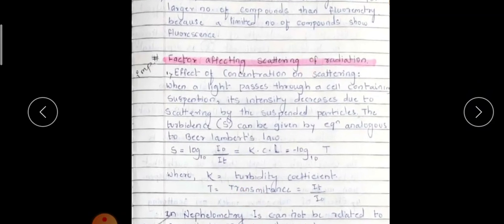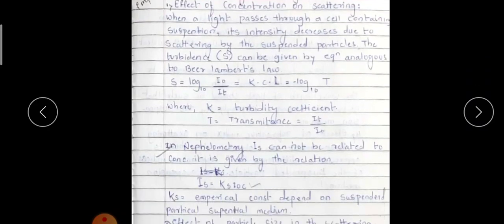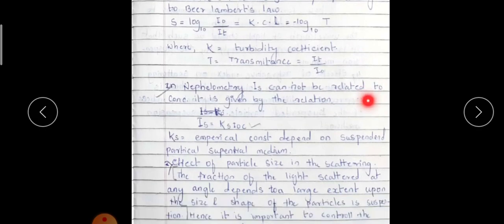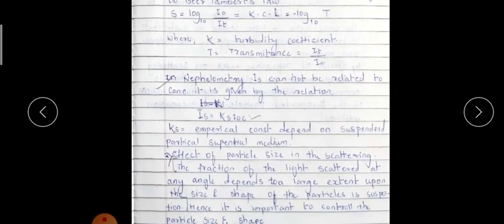S = log10 I0/IT = KCL = minus log10 T, where K is the turbidity coefficient and T is the transmittance. Transmittance is IT by I0. In nephelometry, IS cannot be related to concentration in this way. It is given by the relation IS = Ks I0 C. Ks is an empirical constant that depends on the suspended particle and the suspension medium.